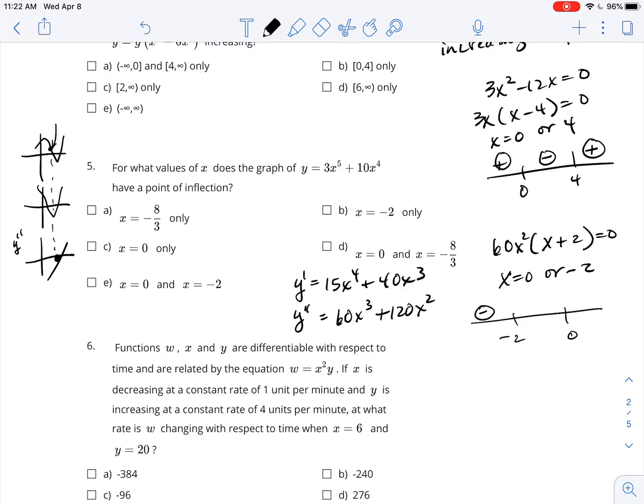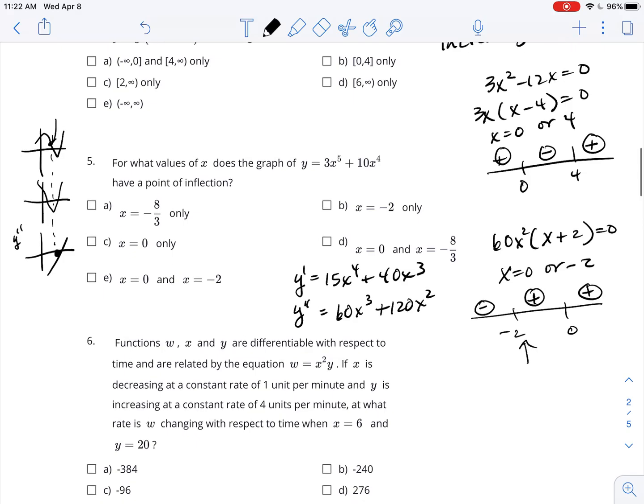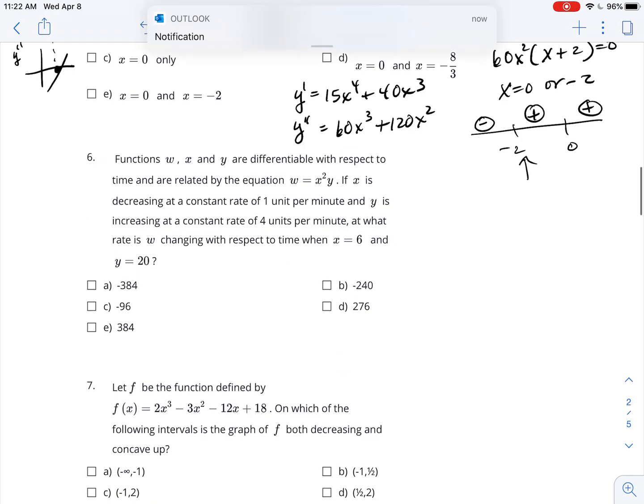This first interval, if we test a value less than -2, is going to give us a negative. If we test a value between -2 and 0, this interval is going to give us positive. And then the third interval, something greater than 0, is going to give us a positive. And so we are going to change from negative to positive at -2.